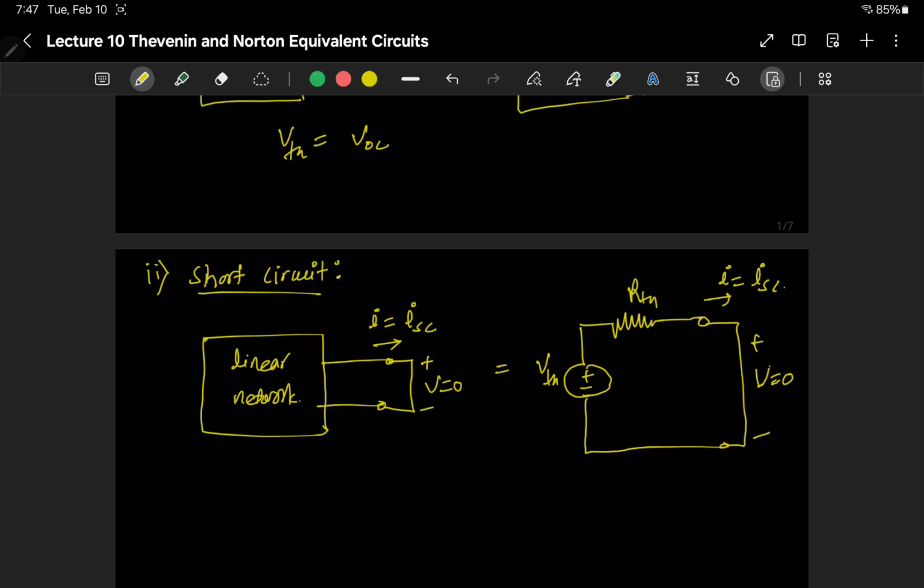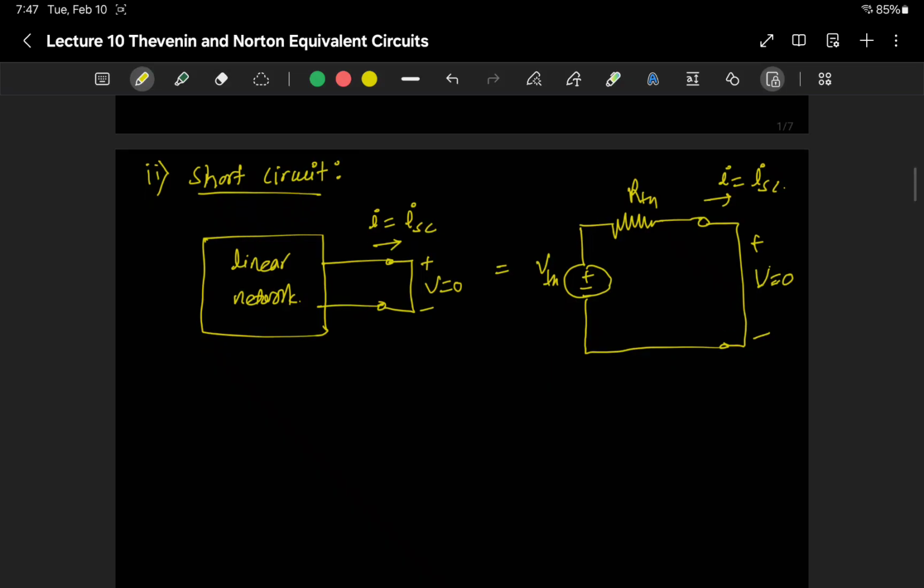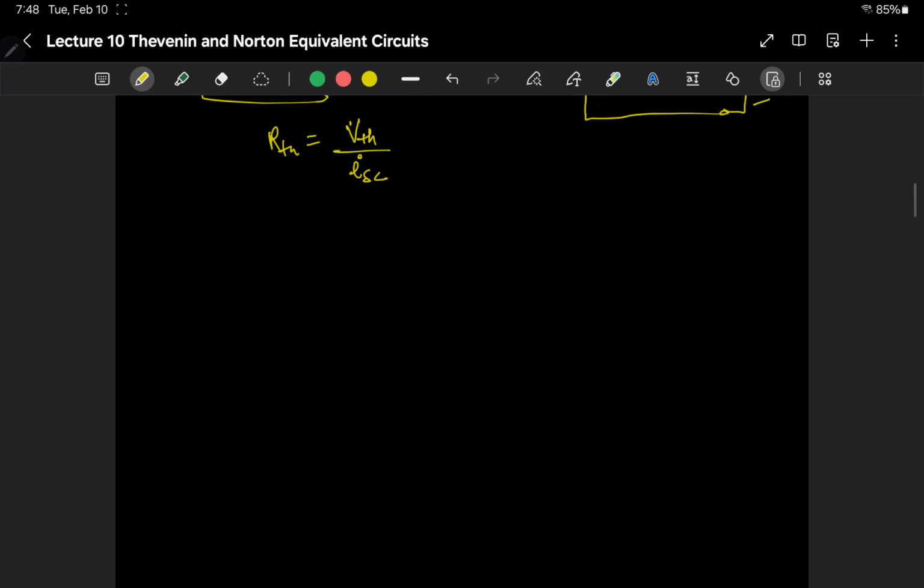So in that case, how can we determine RTH? We know the voltage is VTH from the open circuit condition earlier, and if we can determine the current ISC, the short circuit current, then we can use Ohm's law and determine that RTH is VTH divided by ISC, right? So that's the Thevenin equivalent. And there is a Norton equivalent which was developed by another scientist.